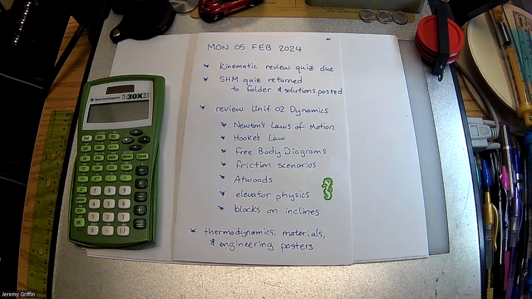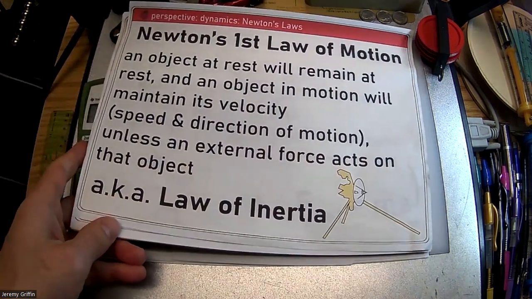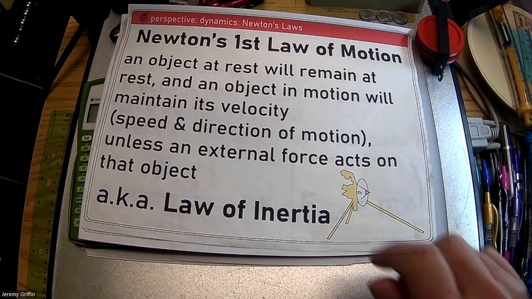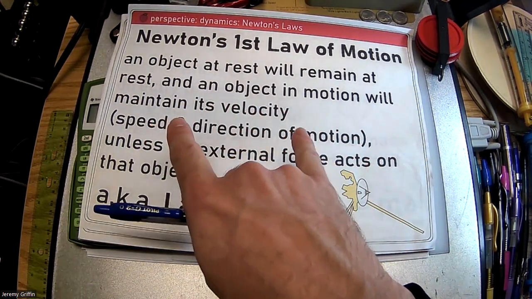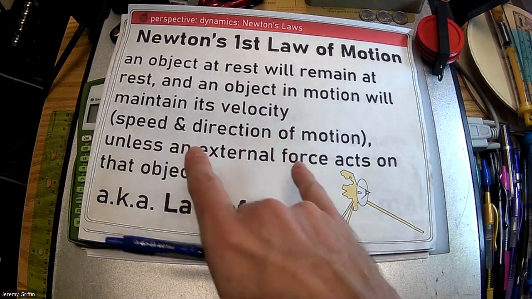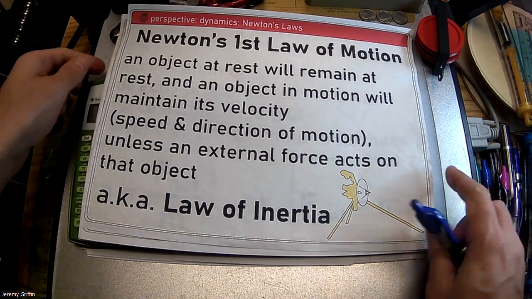All right, so let's start with laws of motion. What does Newton's first law of motion say? Boom, there you go. It's the law of inertia. An object at rest stays at rest. An object in motion will maintain its velocity, which is both speed and direction of motion, unless or until some kind of external force acts on that object. You need a net external force to change that.